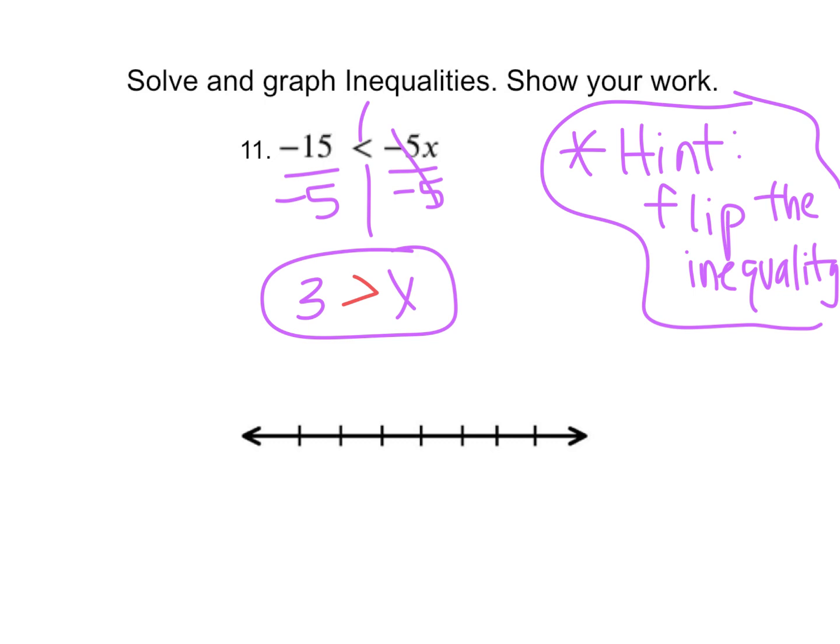So on the number line, I'm going to put 1, 2, and 3, and 4. Okay, less than 3. So I'm going to have an open circle, and numbers smaller than 3 are going to point to the left. Okay, so remember, in this step right here, if you're multiplying or dividing by a negative, you have to reverse the inequality.